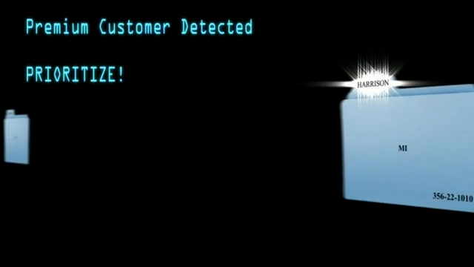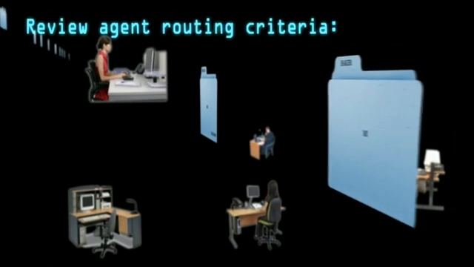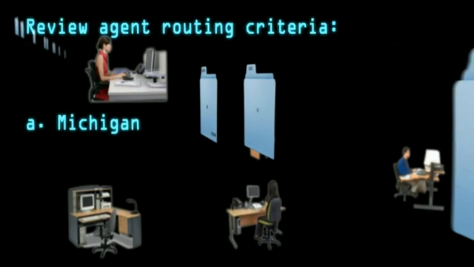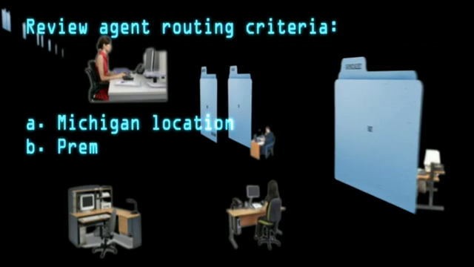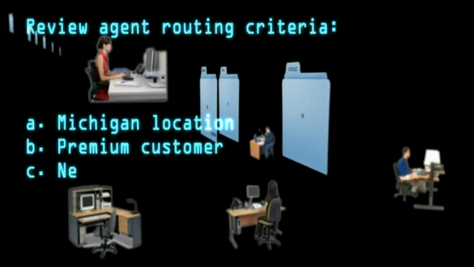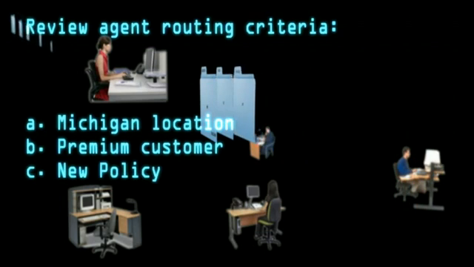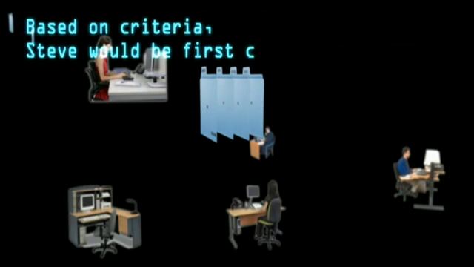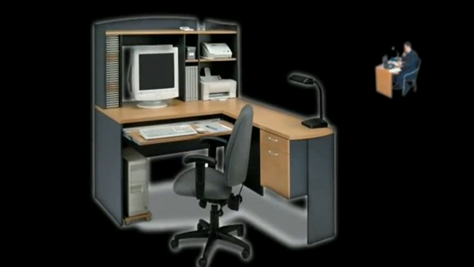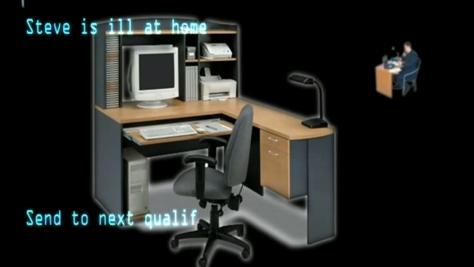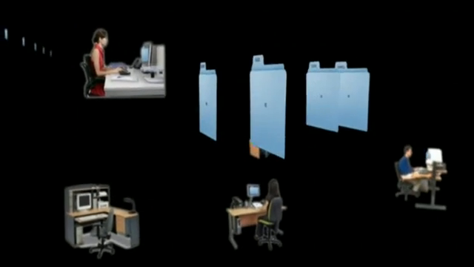As it enters the process queue, it's identified as a premium customer and gets flagged for priority routing. Now, prior to being routed to an approving agent, IPA determines that he or she must have 3 appropriate skills: to be able to process policies for the state of Michigan, to handle premium customers, and to be able to handle new policies. Based on these criteria, the best person for the task is Steve. However, Steve is sick at home today and can't help. Now, because IPA knows Steve's presence, the application is sent to Susan, the next qualified and available person.